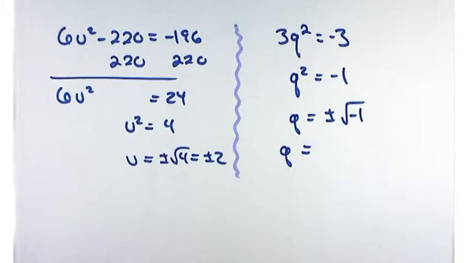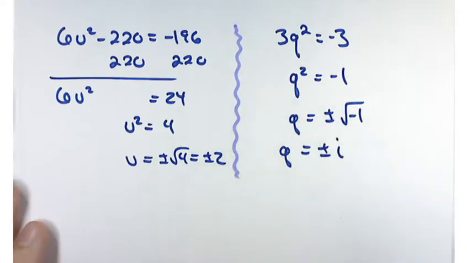Someone help me out here. What's the square root of negative 1? Don't say no. It's i. So you get plus or minus i. So that's your solution. So that's the answer to your question. James?